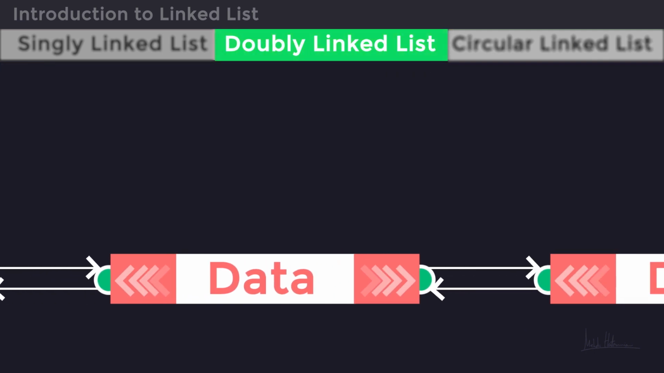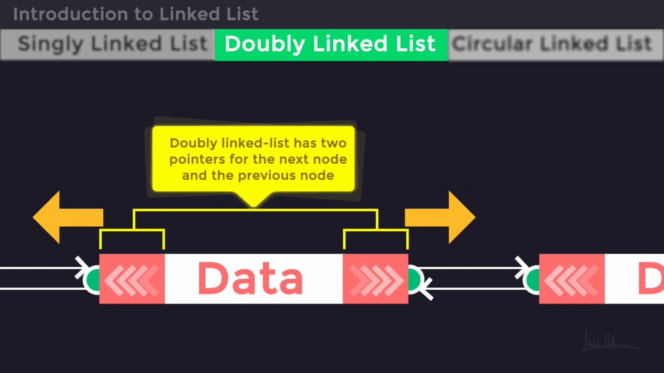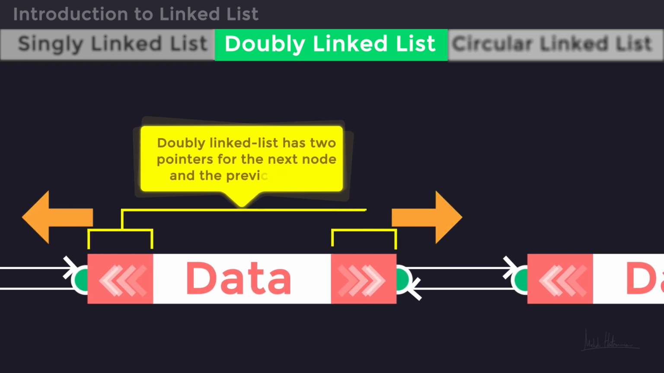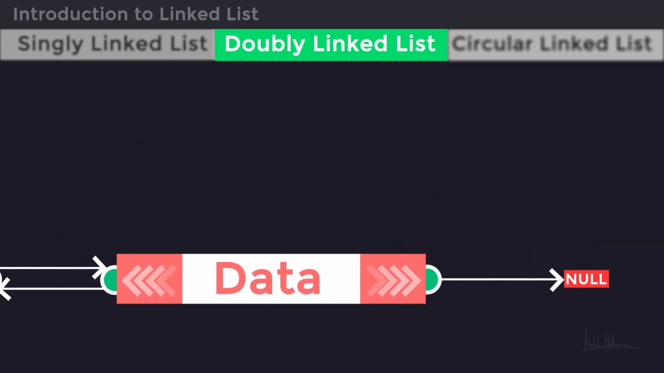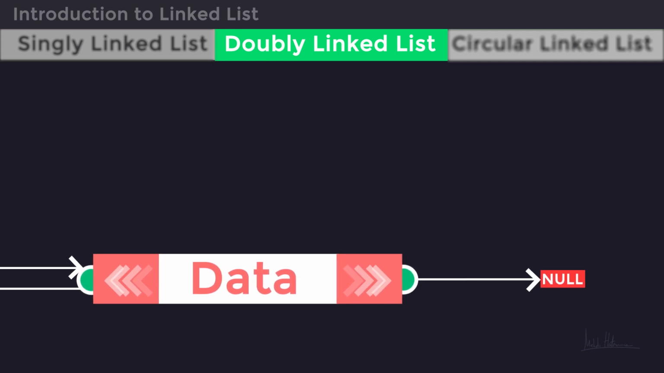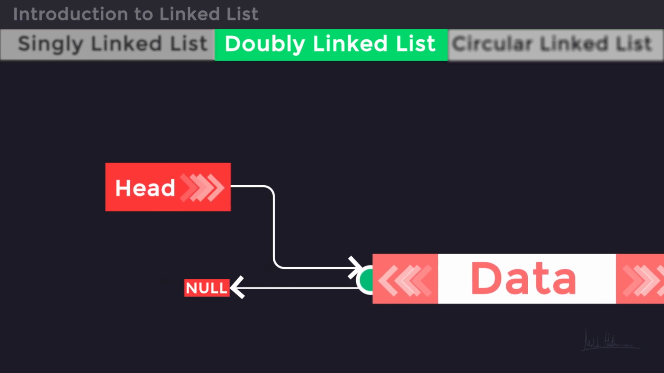The next type of linked list is called doubly linked list. As you can remember, in the singly linked list, each node had a pointer to its next node. However, in the doubly linked list, each node has also the address of its previous node. This is the only big difference. And the last node also indicates the null. And the first node also indicates the null.